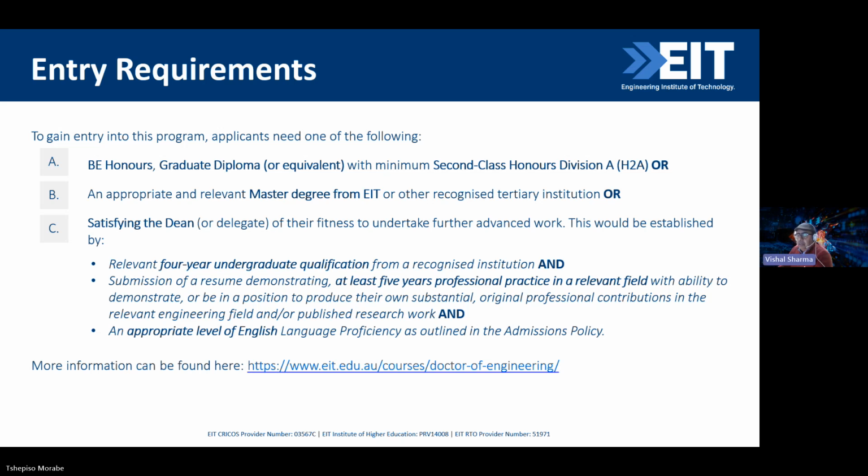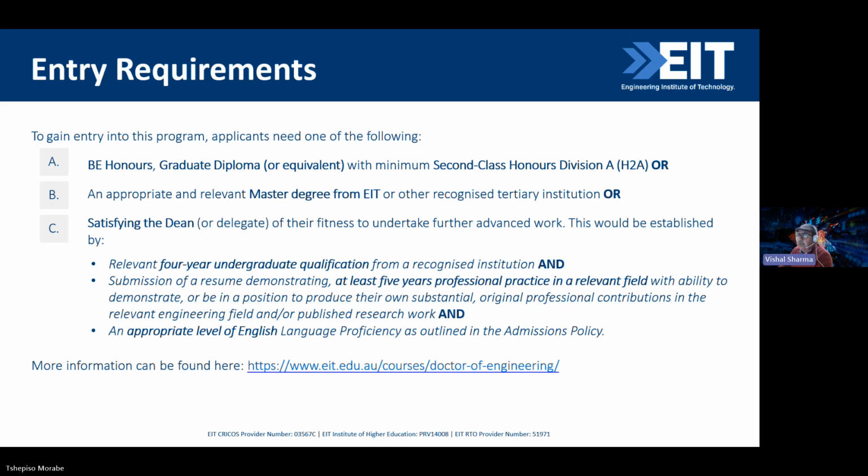Now, regarding pathways and credit, we do give credit for units that you might have studied at master's level. We call it RPL, recognition of prior learning. We give a maximum of 2 units as RPL. However, RPL is not available for the thesis unit because it is a research unit.